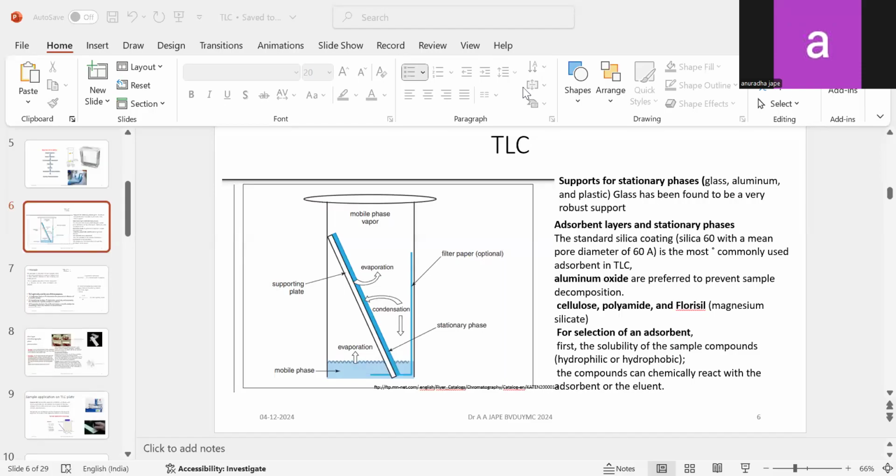Hello, the topic is TLC and it is the second video on that. So, when we talk about TLC, that is thin layer chromatography, it can be either carried out by adsorption principle.